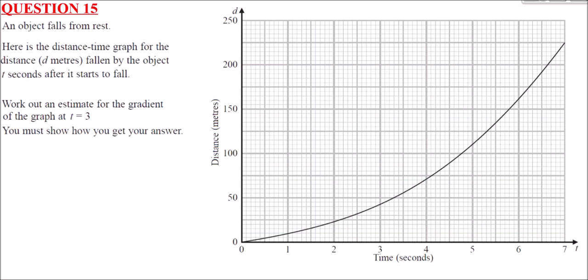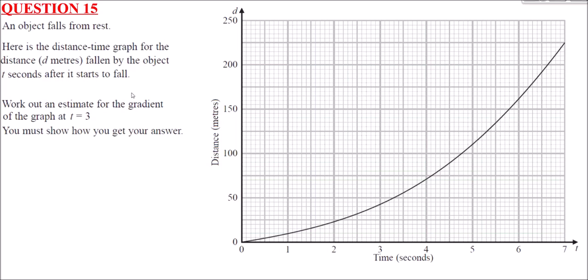Question 15, an object falls from rest. So here's a distance time graph for the distance d meters fallen by the object t seconds after it starts to fall. Work out an estimate for the gradient of this graph at t equals 3. You must show how you get your answer. So working is required. You can't just write down a number and hope for the best.